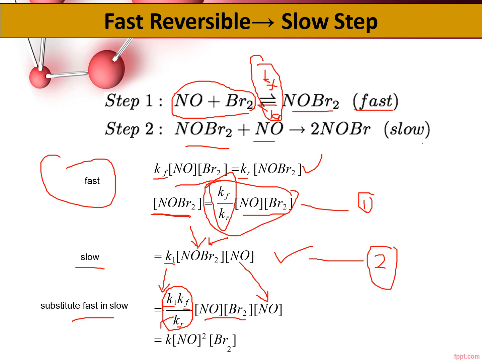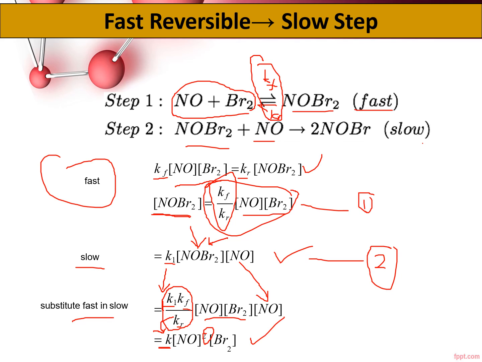They actually just replace it by K. This is just a rate constant, so all of them are constant. We assume all of them are constants. You replace with K. That will give you [NO] times [NO], that will give you [NO] to the power of 2 and [Br2]. This is your rate law for step 1 and step 2 when you have a reversible.